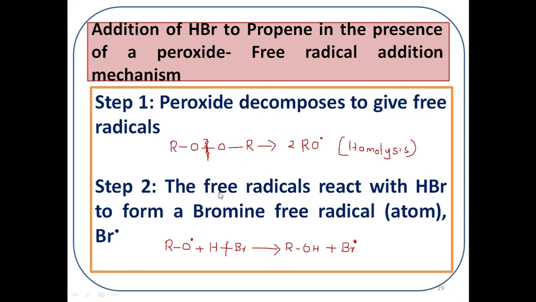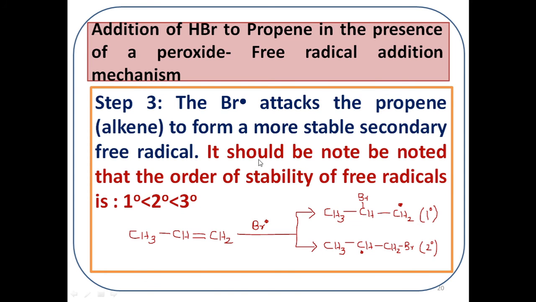In step 2, the free radicals formed in step 1 will react with HBr. That is, they will abstract a hydrogen from HBr to generate a bromine radical. A bromine radical is the same as a bromine atom because it contains an odd unpaired electron. Now, this bromine free radical attacks propene. See, the reaction is represented here.